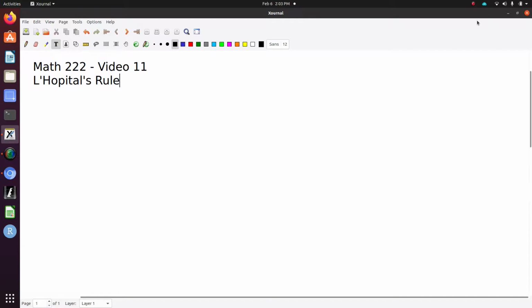So I was talking to my husband this morning, and he and I both had the same experience in high school where they did not explain L'Hopital's rule. They said, this is how you do it. And we did it dutifully, and it wasn't until much later that we actually understood why it worked. And it's a beautiful thing, and the concepts are really beautiful.